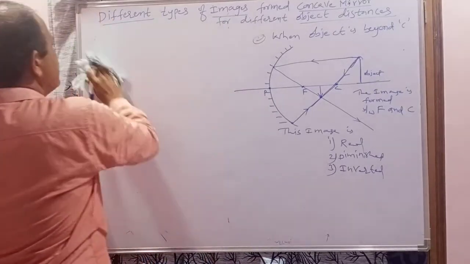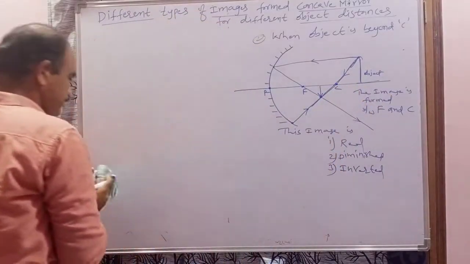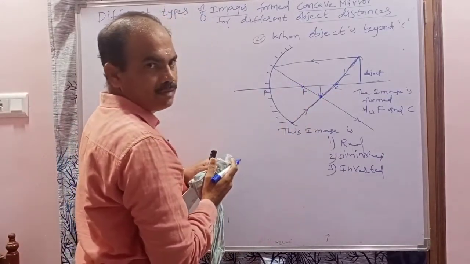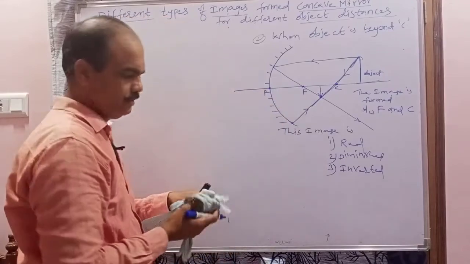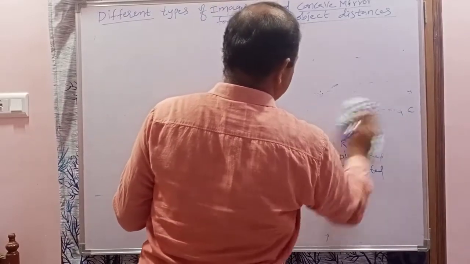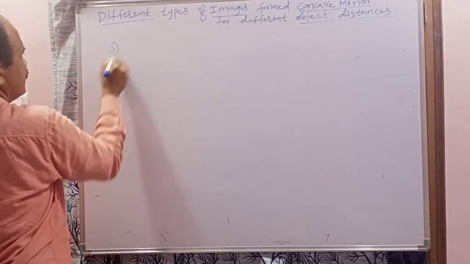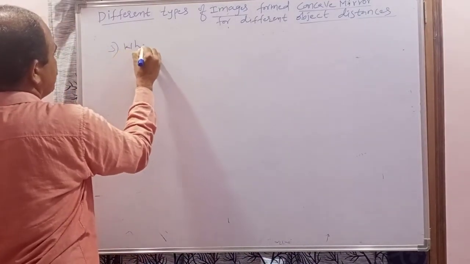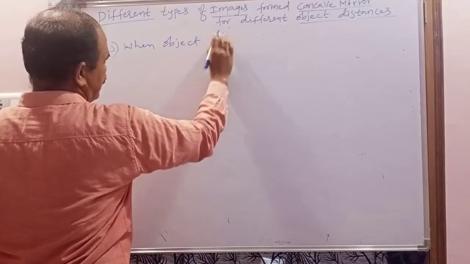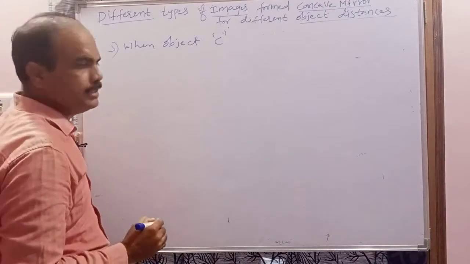So when the object is at C, now we are bringing it from beyond C to at C. After that, between focus and center of curvature. After that, at F. After that, between pole and focus. Now the third one, when the object is at C, nothing but when the object is at the center of curvature.